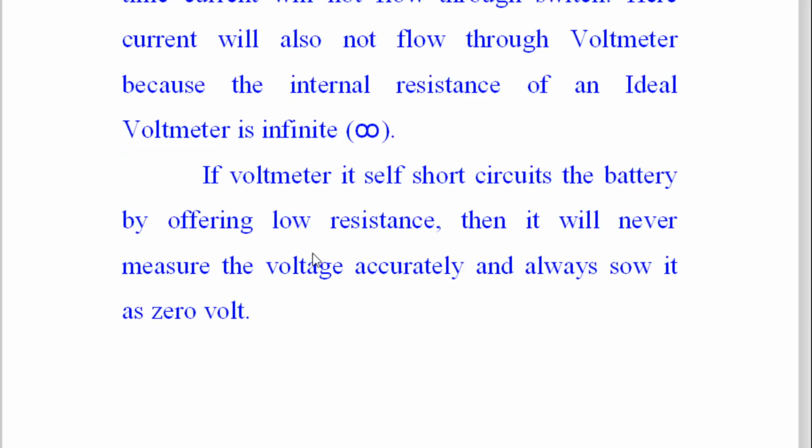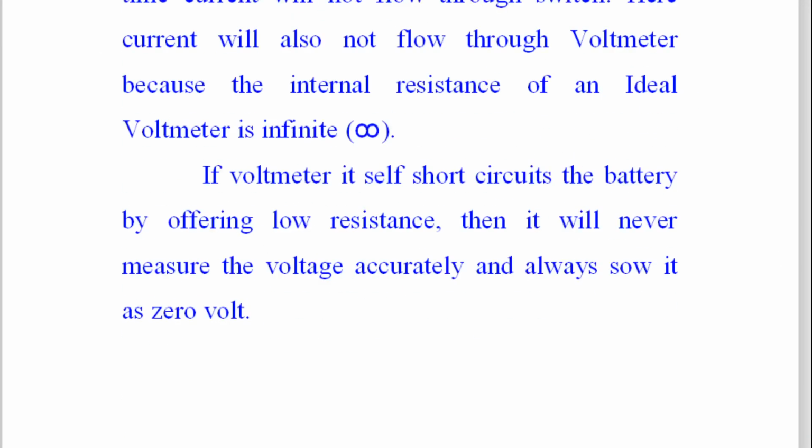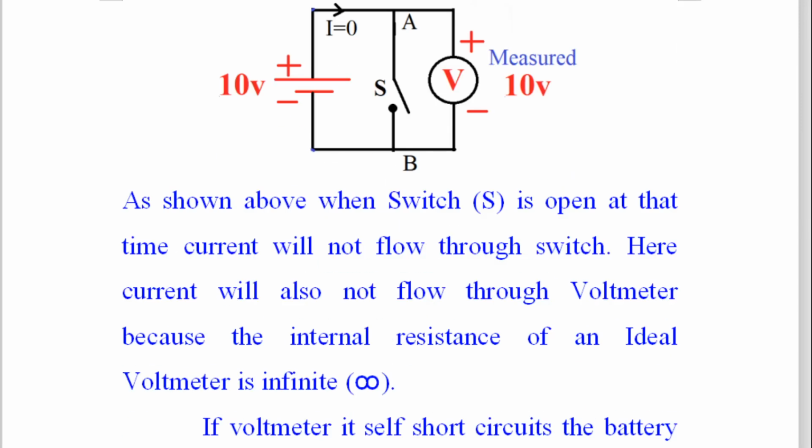And here the explanation is given. If the voltmeter itself short circuits the battery by offering a low resistance between its two terminals, that is positive and negative, then it will never measure the voltage accurately and will always show it as 0 volt. That is the very important parameter about the voltmeter, why the voltmeter must have internal resistance as high as possible.